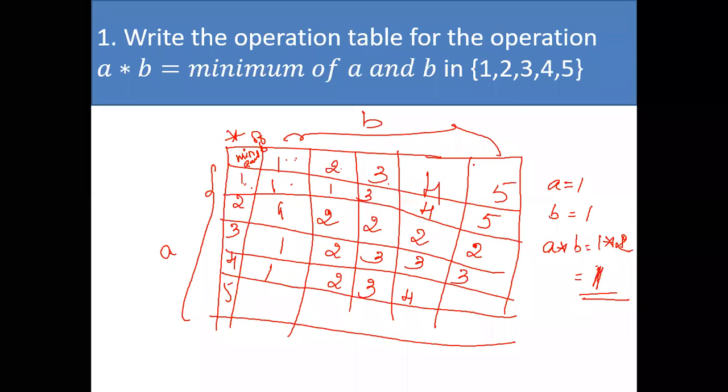Then go for 1 and... okay, I have made a mistake. Okay, fine. Thank you. Sorry students, sorry. Okay, 1 and 3 it is 1, 1 and 4 it is 1, 1 and 5 it is 1. That was my mistake.